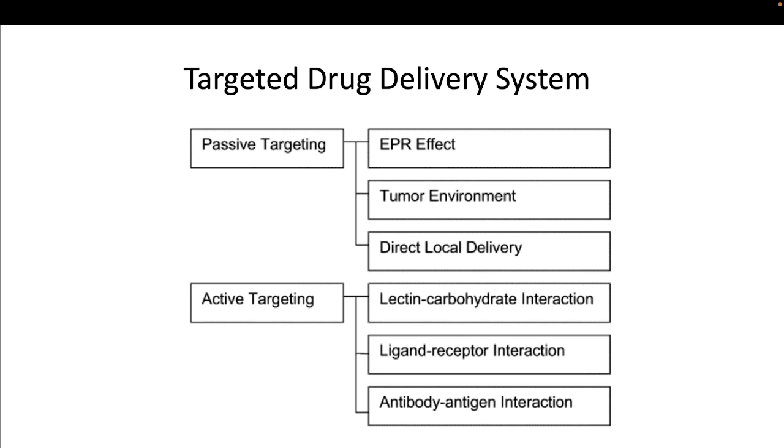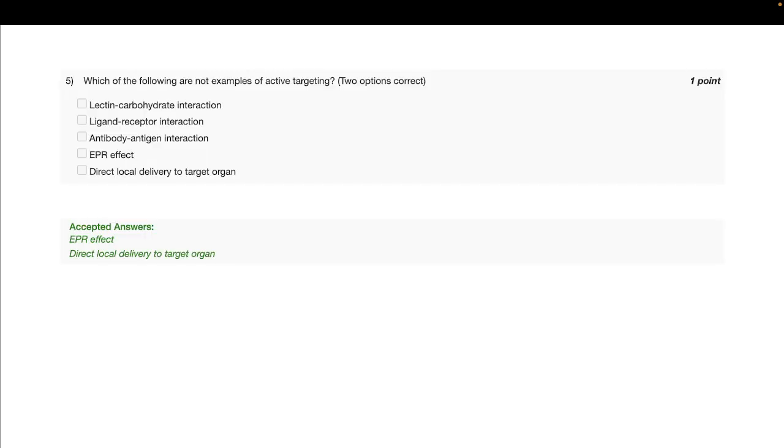And it can also be directed local delivery. Like I said, if you want to deliver something to your lungs, you can take the inhalation route. So that's passive targeting. Rest of the options are active targeting. So the question is asking us which are not examples of active targeting. The correct answer is EPR effect and direct local delivery to target organs.